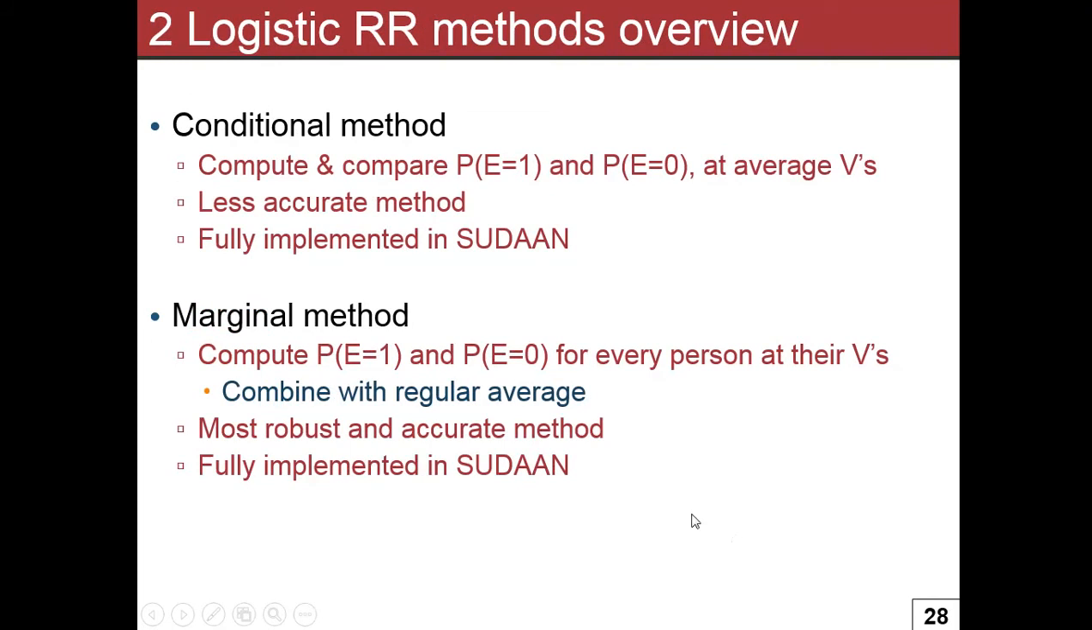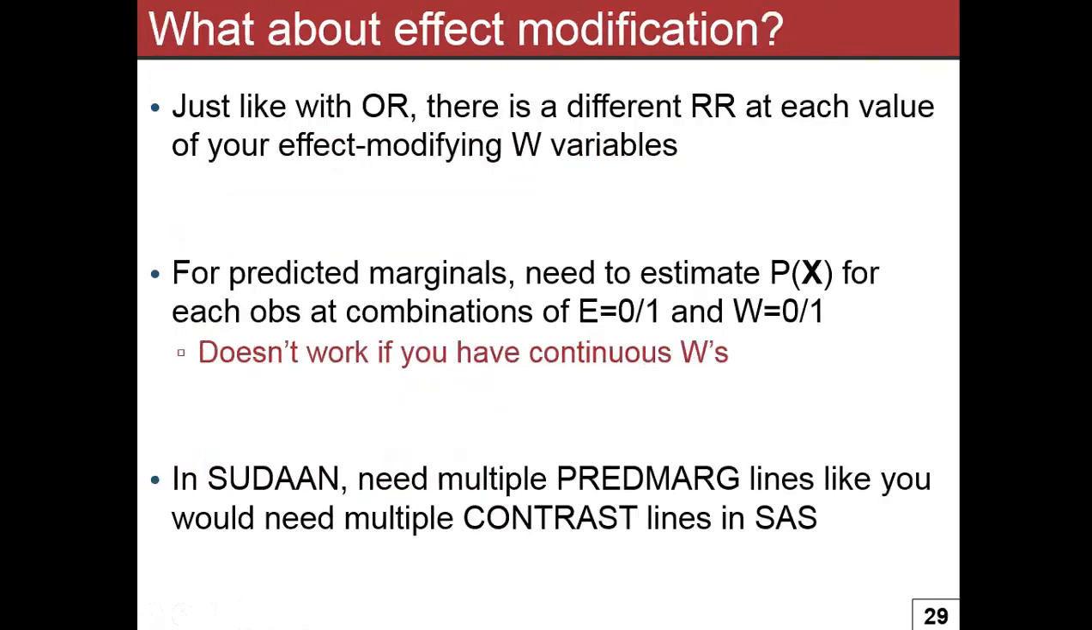So really there's two methods for this. There's the conditional and the marginal. The conditional is kind of straightforward and intuitive: just plug in the means for everything. This one is kind of cooler and maybe, I think, less biased. Again, it's compute the risks at the average W's, or compute all the risks and then take the average at the end. It's where you take the average. That's all it is. I think this makes more sense. They both work in SUDAAN. It's pred marg versus con marg, and that's it.